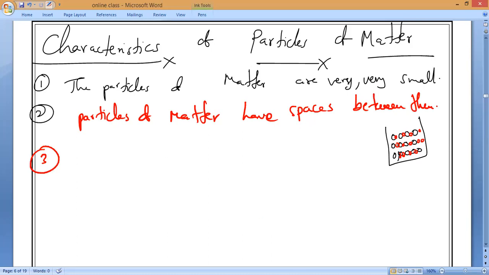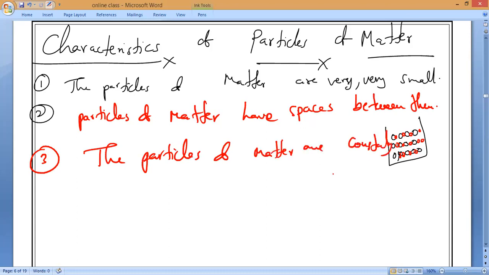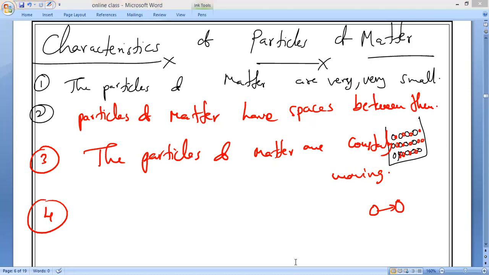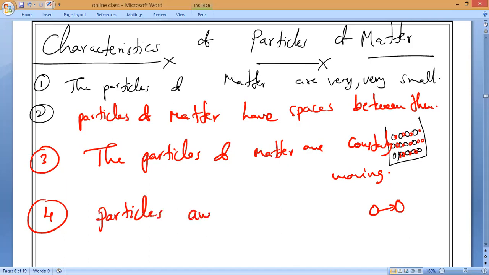Next, third one. Particles are constantly moving. Yes or no? That is the third one: the particles of matter are constantly moving. Now, the last one. As we know, if we take any 2 particles, some force of attraction is there between them. That is why particles are together. Particles of matter attract each other.